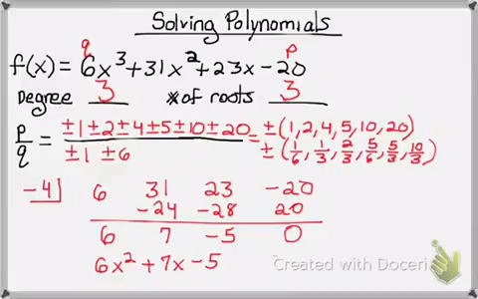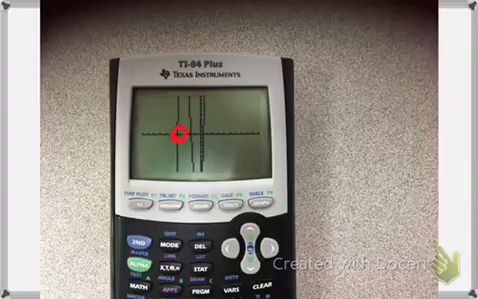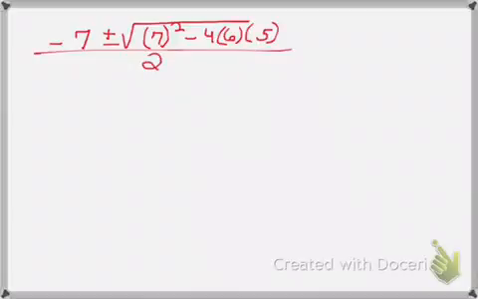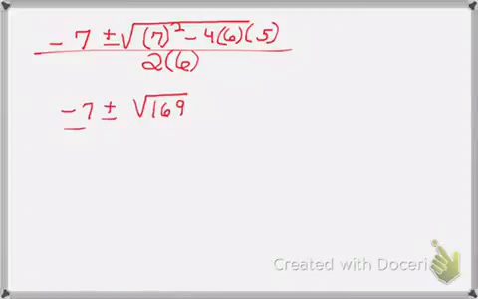All right, the next step is to identify your a, b, and c so that you can plug it into the quadratic formula. So it would be -7 plus or minus the square root of 7 squared minus 4 times a times c, all over 2 times a. And when I put everything that's under that square root in the calculator, I end up with 169. And I'll just bring everything else down.